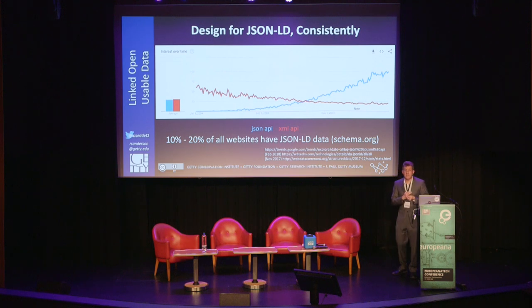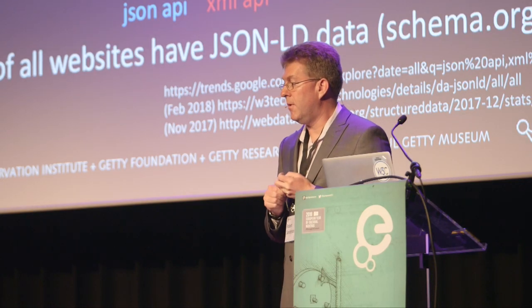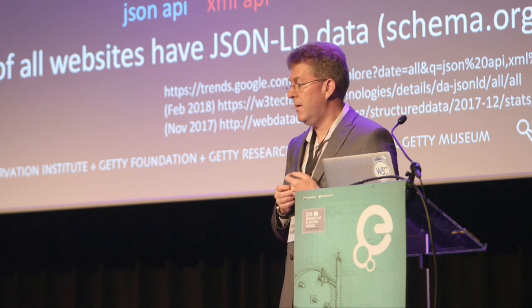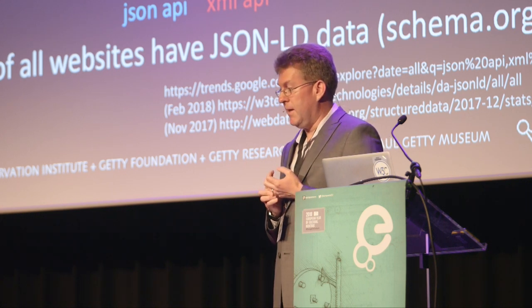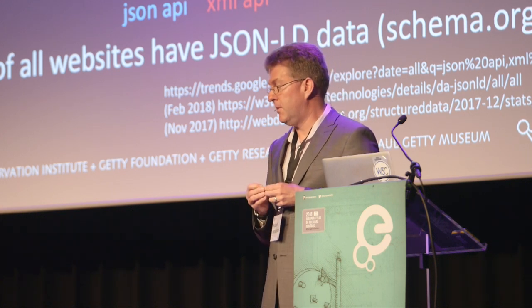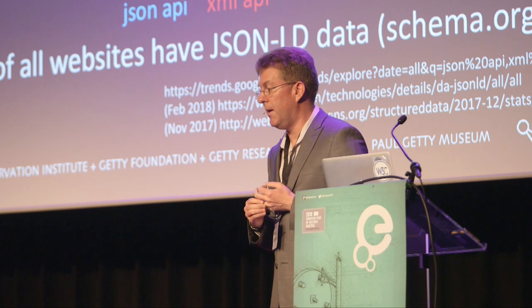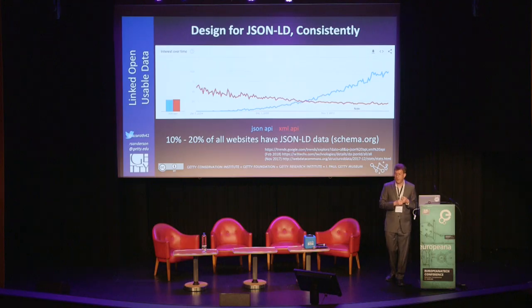And the last one, design for JSON-LD and design for it consistently. So you can do this particular test at home. If you go to Google Trends and put in JSON API and XML API, that is the graph that you get. You can see pretty clearly XML APIs are, if not dead, then very close to it. And over the last 15 years, JSON-based APIs have gone from nothing to the be-all and end-all. JSON-LD then encodes RDF and linked data in a format that is usable by and understandable by, most importantly, developers, because that's what they're used to in the rest of the web.